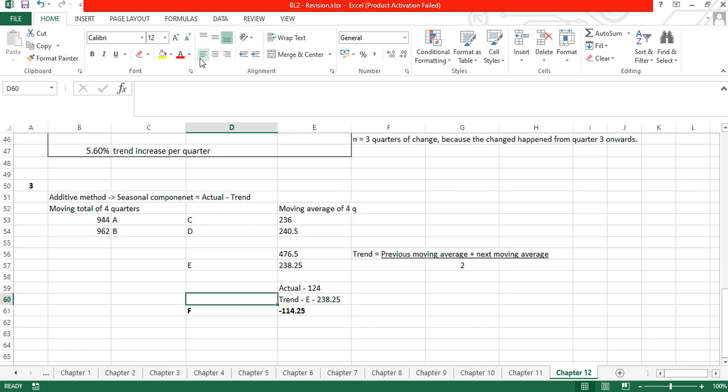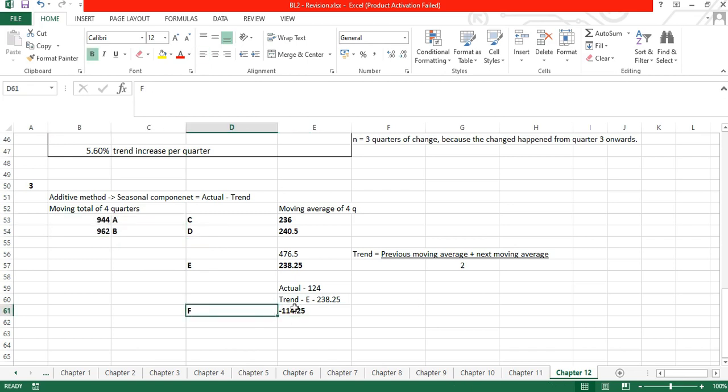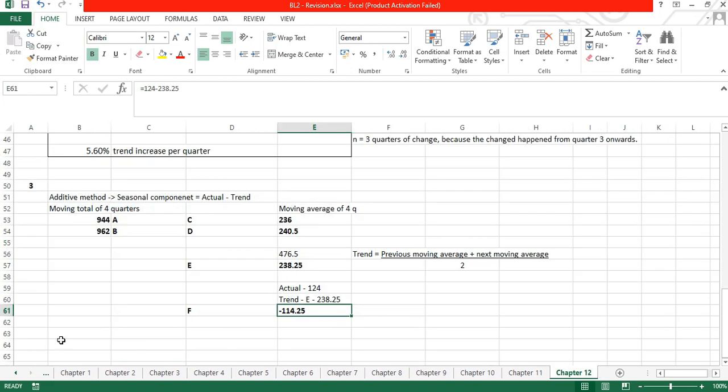So remember, F is a minus seasonal component. The rest are plus. Why did F become minus? Because the actual is less than the trend. So that's why it's very important to subtract the trend from the actual. If you subtract the other way around, you will get a plus answer, which is wrong. Alright. Okay. Next. 12th question.